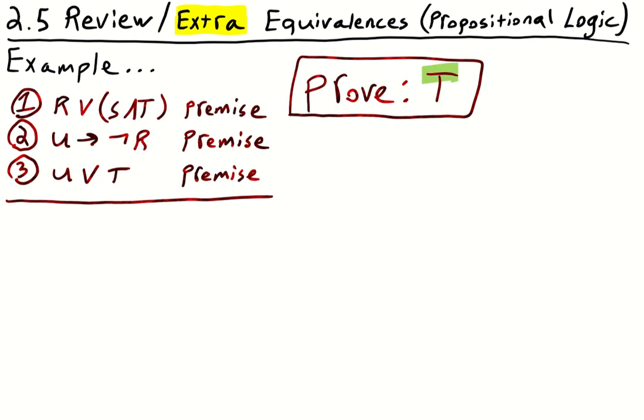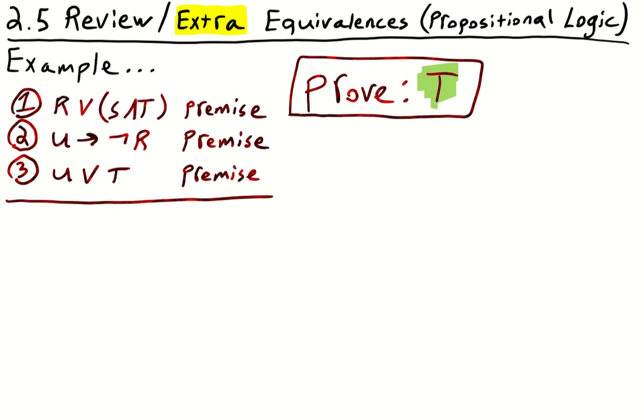Our goal is to prove T given three premises. We have the disjunction R or (S and T). We have the conditional if U then not R, and the disjunction U or T. First, let's use our intuition to see if T follows from those premises.